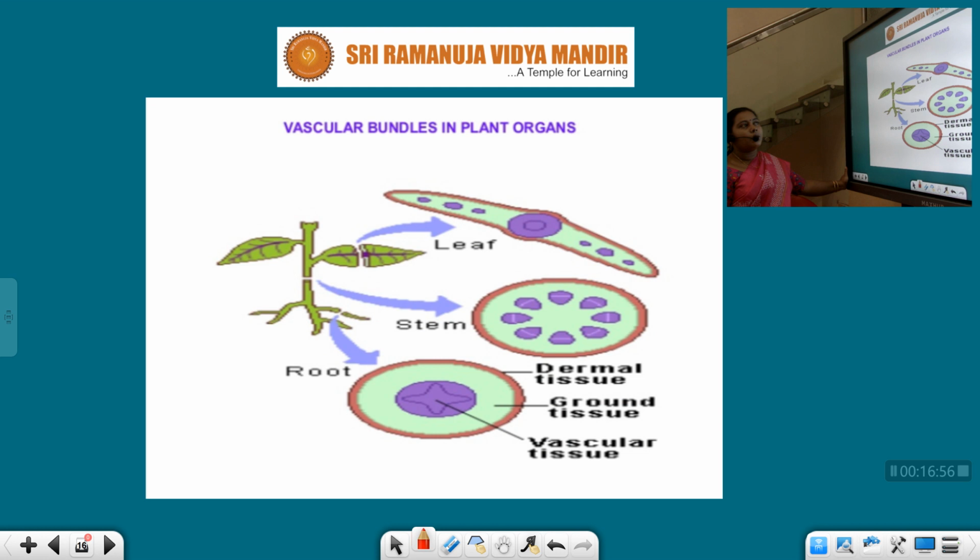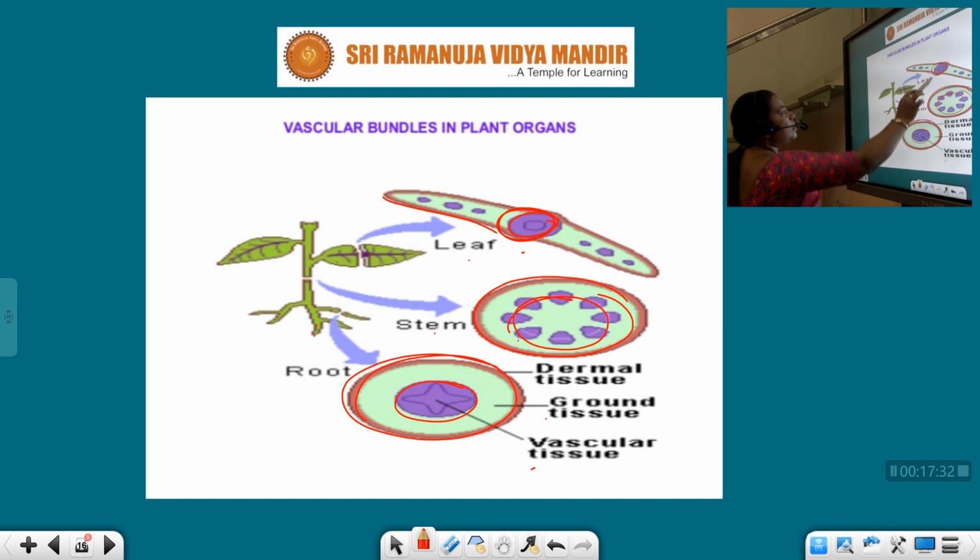Vascular bundles in the plant organs. See, this is the root, stem and the leaf. For example, this is the plant having the root, stem and the leaves. The leaf is showing the type of arrangement of vascular bundle. In the stem part it will be like this, root part like this: dermal tissue, ground tissue and vascular tissue. See, at the center in the root they form a ring-like arrangement, and in the leaves they will be like this.